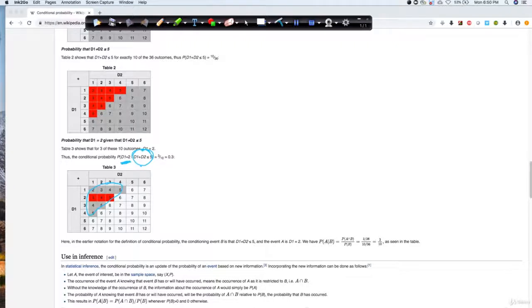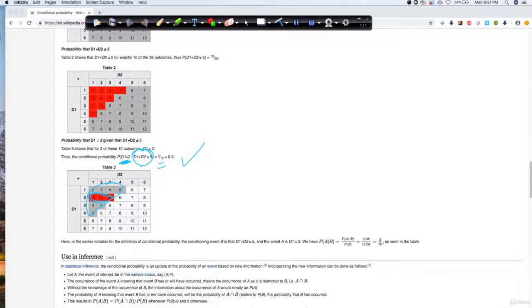If you look at it, the occurrence for 2 is only 3 in this case, and I'm only considering the values within the sample space where the sum is less than 5. So I will get 3 by 10, because there are 3 occurrences where the first condition is getting satisfied, divided by the total number of the sample space which belongs to d1 plus d2 less than or equal to 5. This is how we compute our conditional probability.